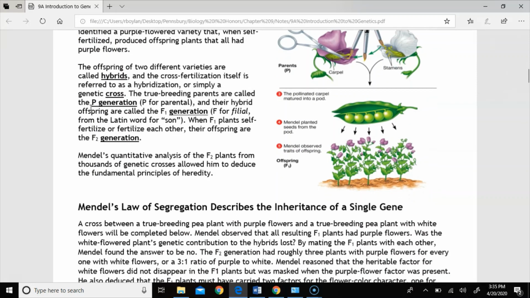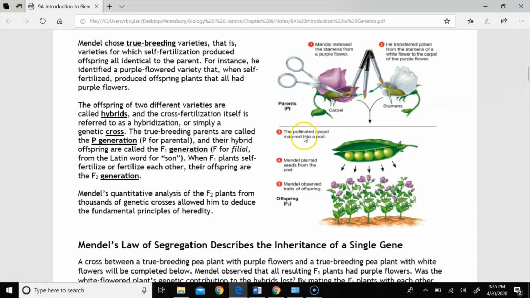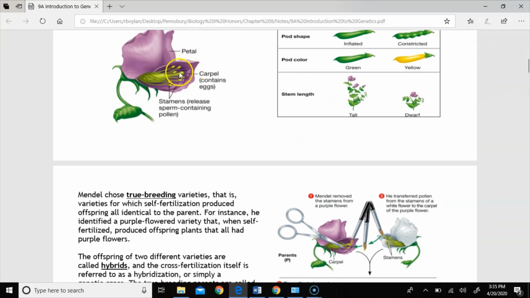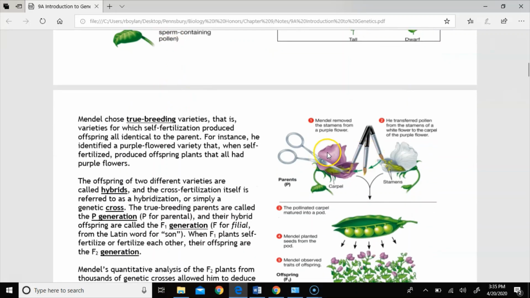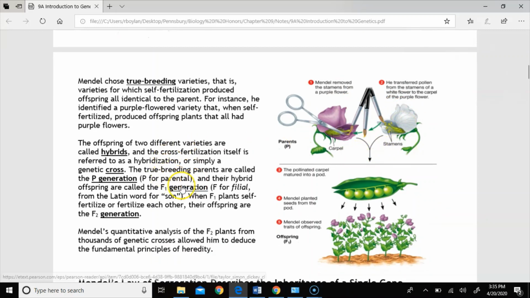Notice I said started. So what do you call this then? If we're going to mate true breeders together, the offspring are called hybrids. When you cross-fertilize, so you don't want the same flower to pollinate itself, when you cross 2 different flowers, that's called hybridization. You're making hybrids, or just a genetic cross. True breeding parents, in this case, are called the P generation, and their hybrid offspring are called the F1, which is Latin for son, filial.